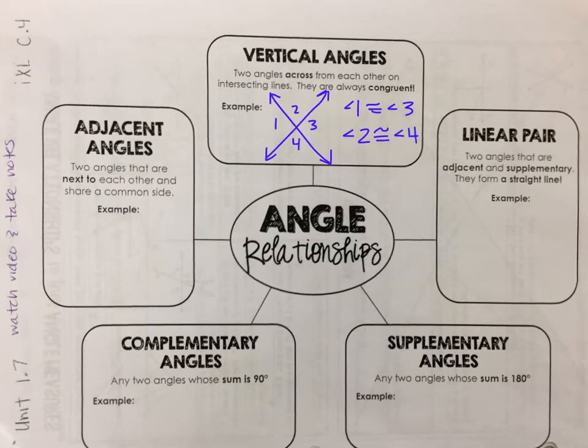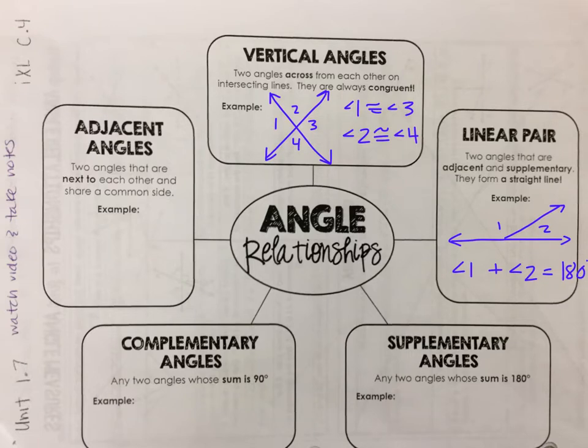Linear pairs are the ones that are on a straight line, which means they're supplementary. They add up to 180. So I know that angle 1 plus angle 2 equals 180 degrees.